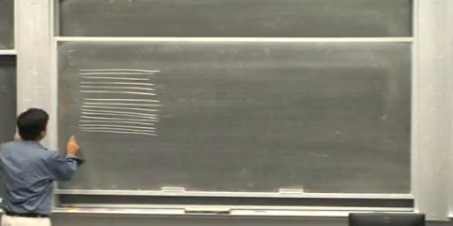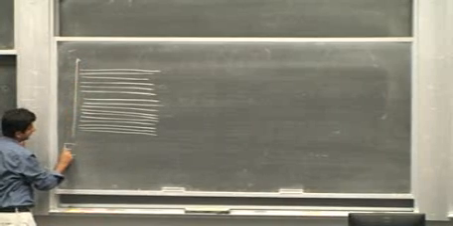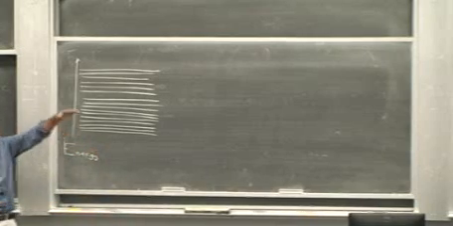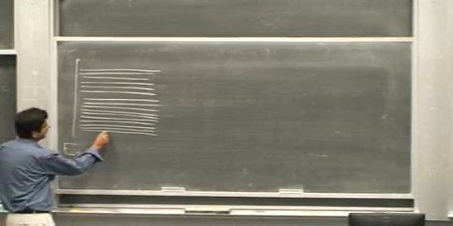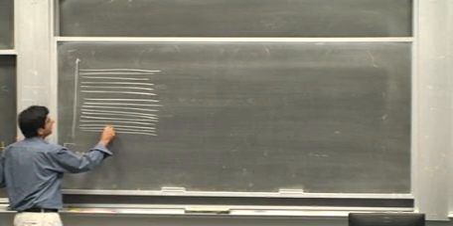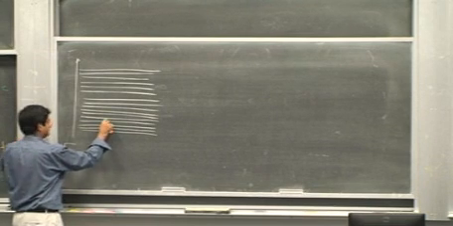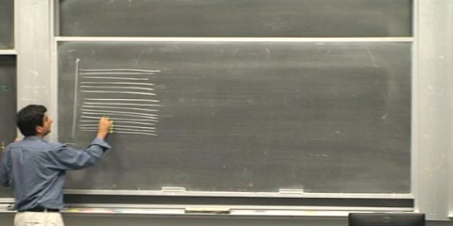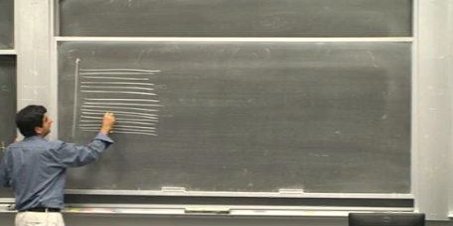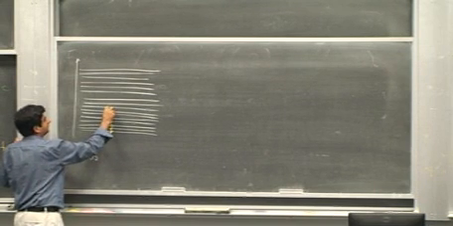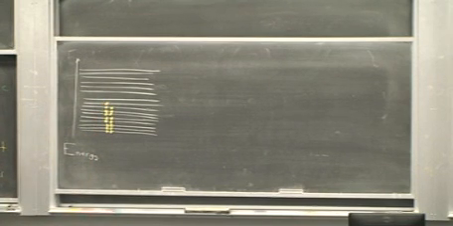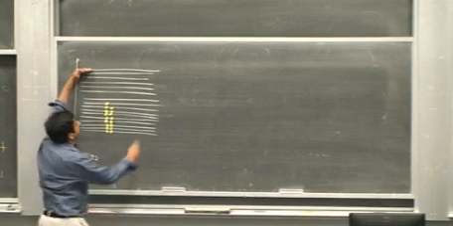So this axis is energy. And there are electrons that fill up these levels. Suppose I'm putting 2 electrons in each level. Now this energy corresponds to vacuum.